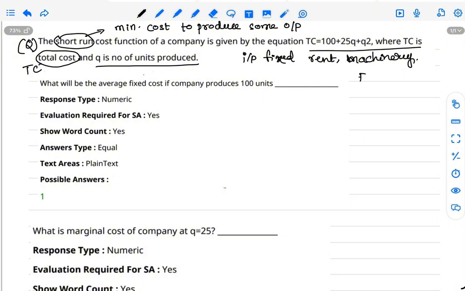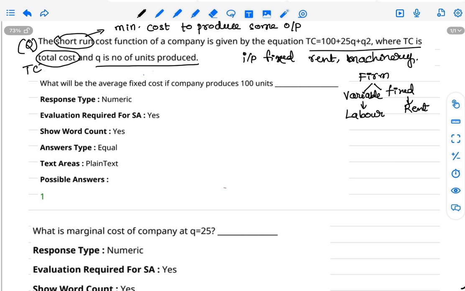If a firm has some inputs that are fixed and some inputs that are variable. What is meant by variable inputs? For example, a fixed input is rent. Rent cost is fixed, it does not change. The variable input is labor. It can change. Sometimes they increase the labor, sometimes they decrease the labor. Machinery is also a fixed cost. So the cost depends upon both the fixed cost and the variable cost.